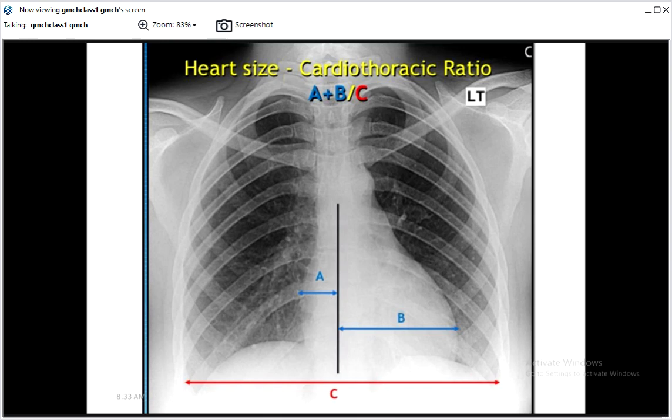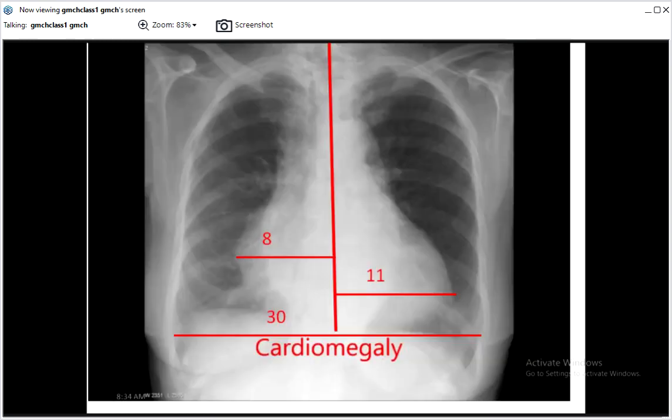In adults, it is abnormal if more than 50%. In kids, usually if it is 60% or more than 60%, we take it as abnormal. But again, I would like to reiterate that whenever you are determining the size of the heart, it should preferably be a PA film and not an AP film, because in an AP film, the heart is supposed to look large anyway.